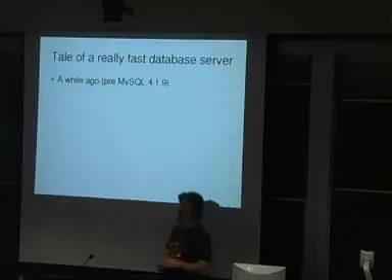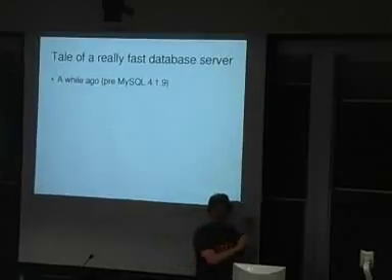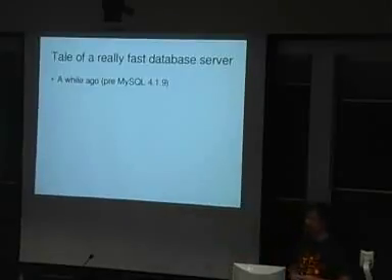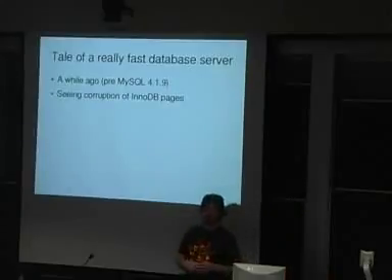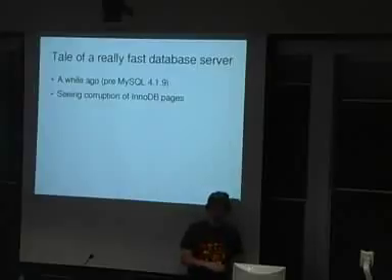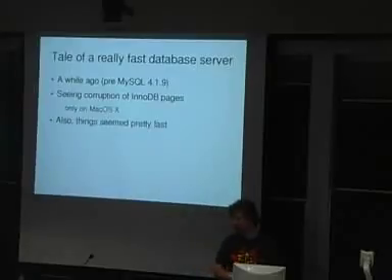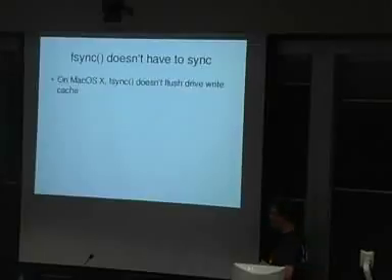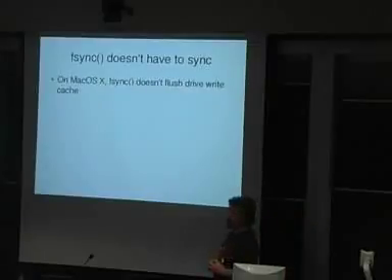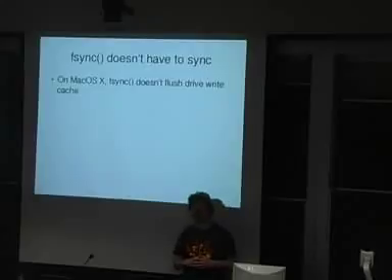So this is a tale of a really fast database server. A while ago, pre-MySQL 4.19, so don't cry about your data going away. There was some corruption of InnoDB pages. Sometimes. Only on Mac OS X. Also, things seemed a little bit faster than what you'd expect them to be. So it turns out that Mac OS X fsync doesn't flush the drive write cache.